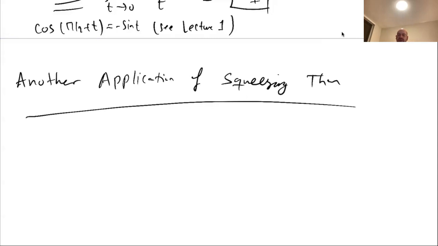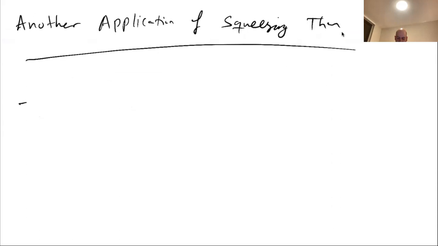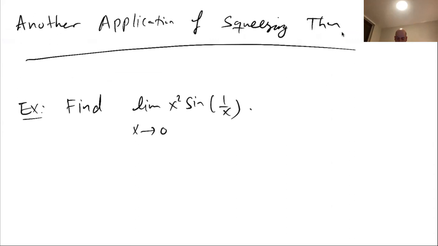So we used it to calculate the limit of sine x over x. Now here is another type of limit we can calculate with the squeezing theorem. Find the limit of x squared sine 1 over x as x approaches 0.